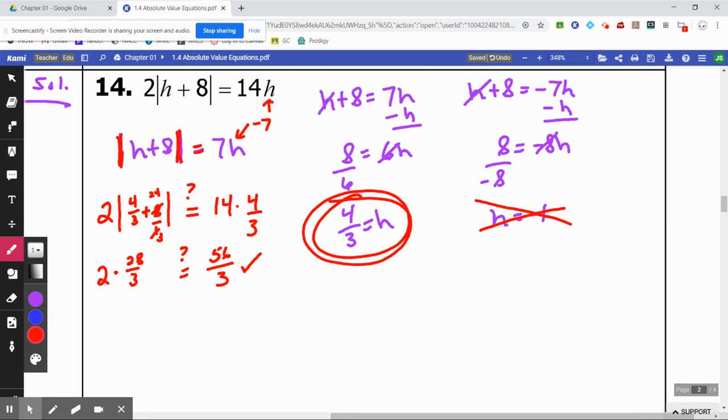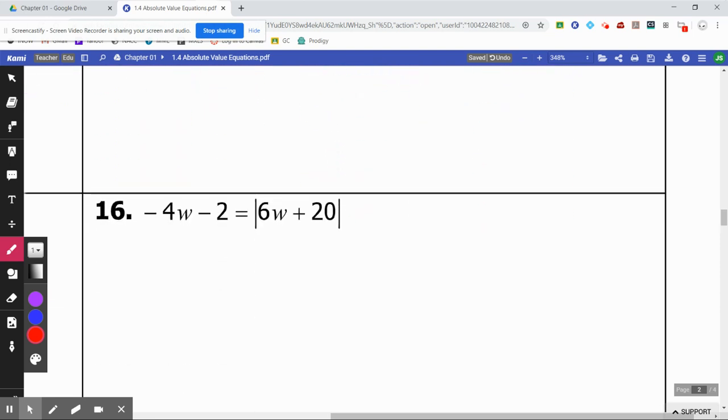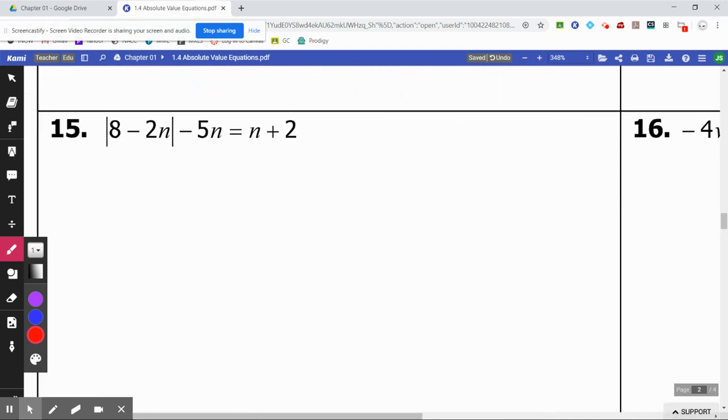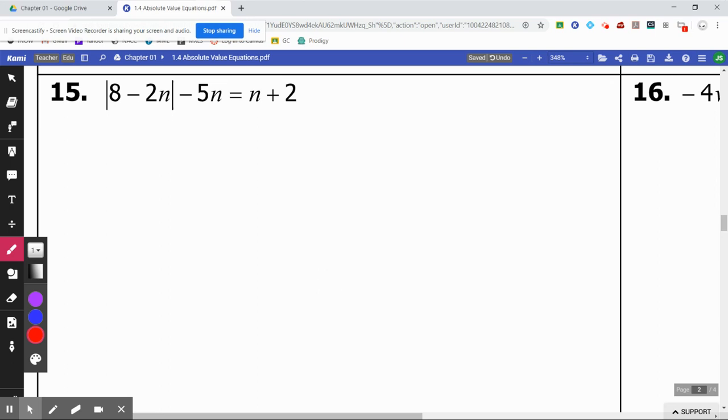So you do have an extraneous solution there. 4/3 is your only answer. Number 15. We are going to have to check this one for extraneous, but first off, let's move our 5 in by adding 5 in.